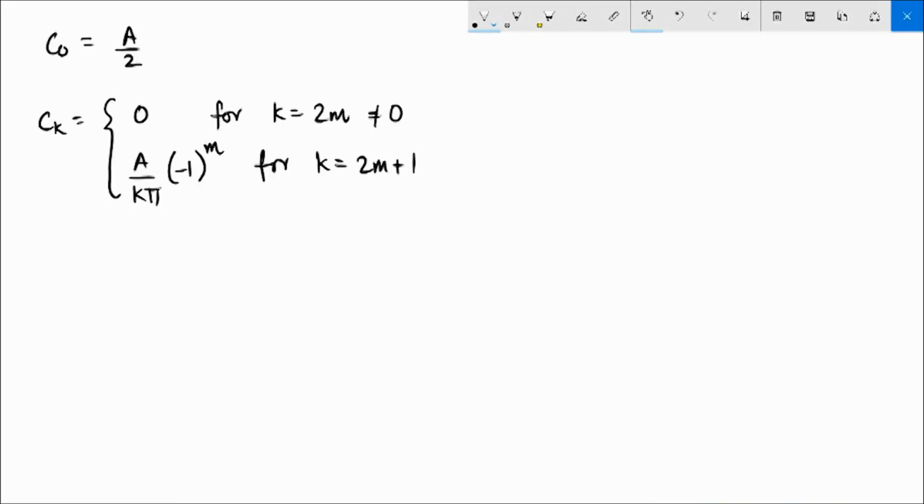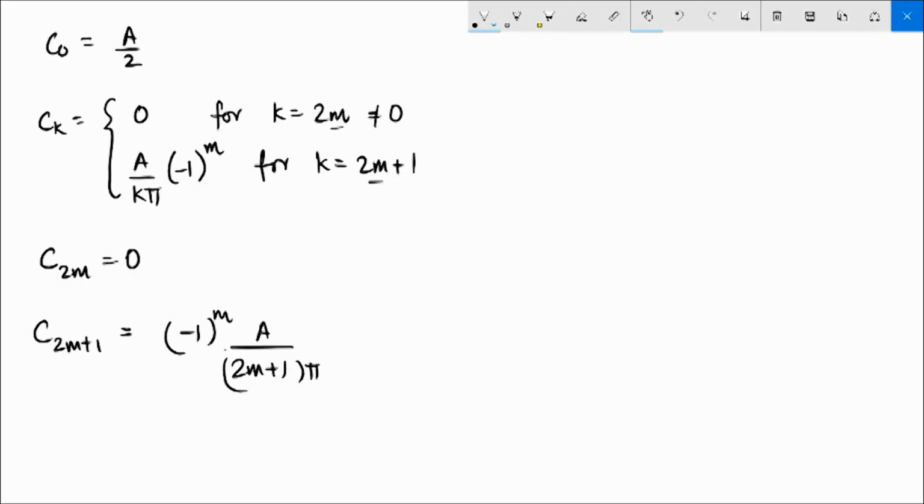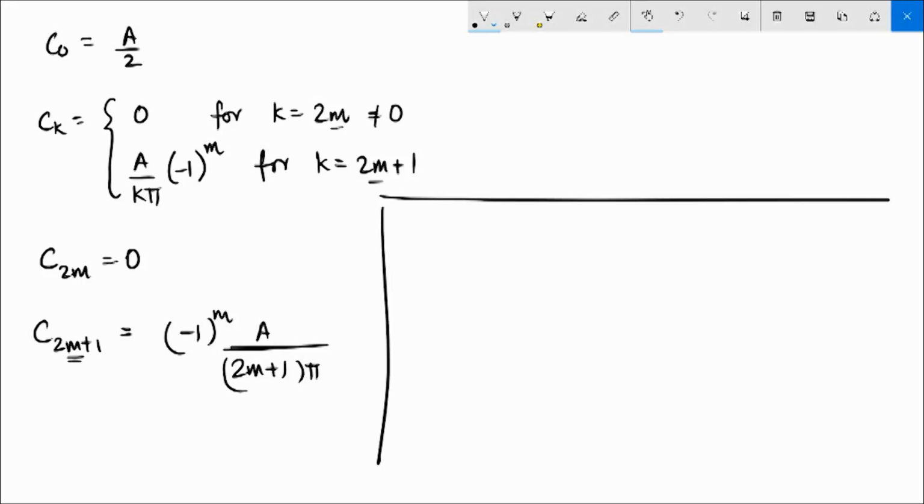Since my notation has now gone in terms of m, that means I'll now take all values of m. I can rewrite this again in terms of m and say that c of 2m is equal to 0 and c of 2m plus 1 is actually equal to minus 1 to the power m a upon 2m plus 1 pi. This would ensure that when I write a summation, I actually consider all values of m and not just selective values of k. That is why I have done this change in variable. So how can I write the complex exponential Fourier series representation of xt now?